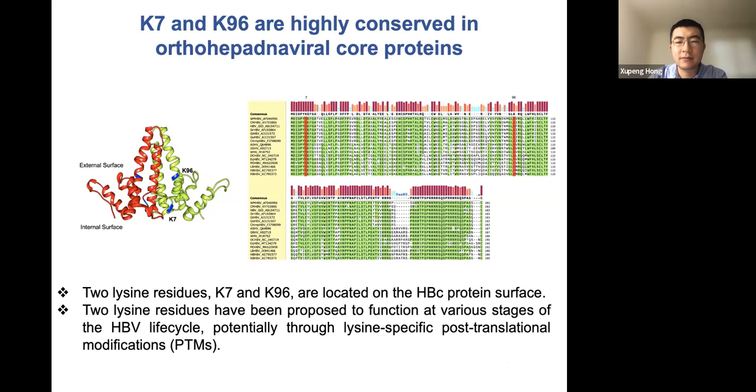These two lysine residues have been proposed to function at various stages of the HBV life cycle, potentially through lysine-specific post-translational modifications. The goal of this study was to investigate the roles of the lysine residues on core protein in the HBV life cycle.